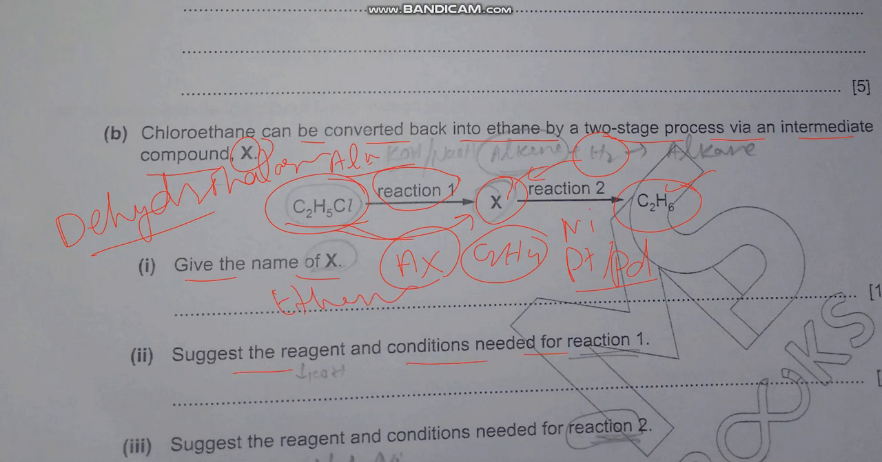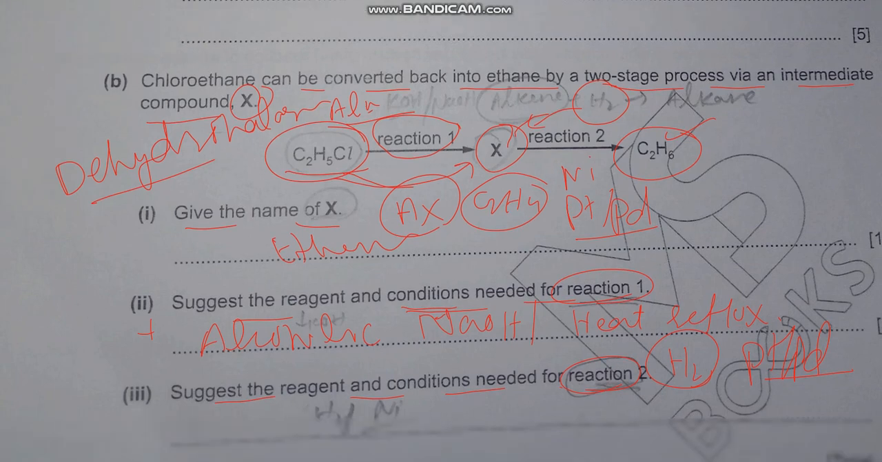Suggest the reagent and condition needed for reaction 1. As I mentioned earlier, alcoholic KOH or alcoholic NaOH, and heat under reflux will be given. So the reagent is KOH and the condition is alcoholic. Suggest the reagent and condition for reaction 2. The reagent is hydrogen and the conditions are Pt, Pd and such, which are used as catalyst.